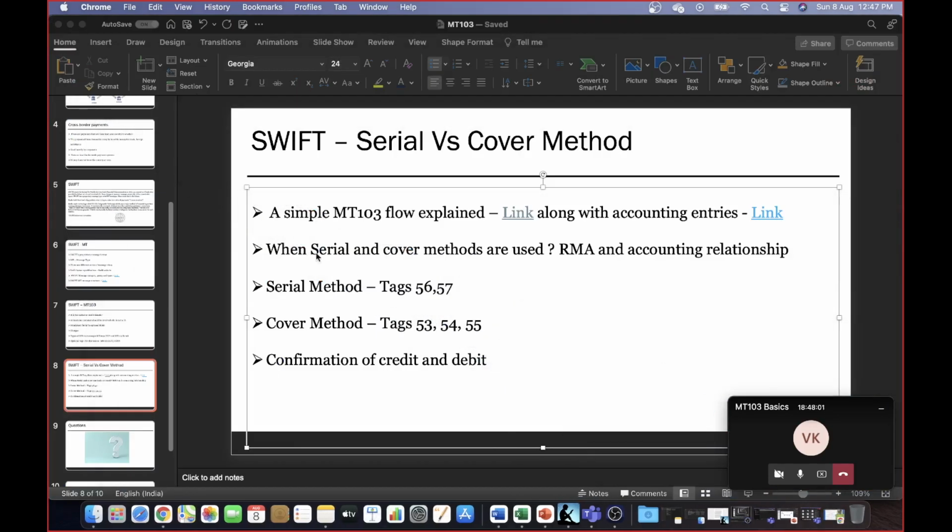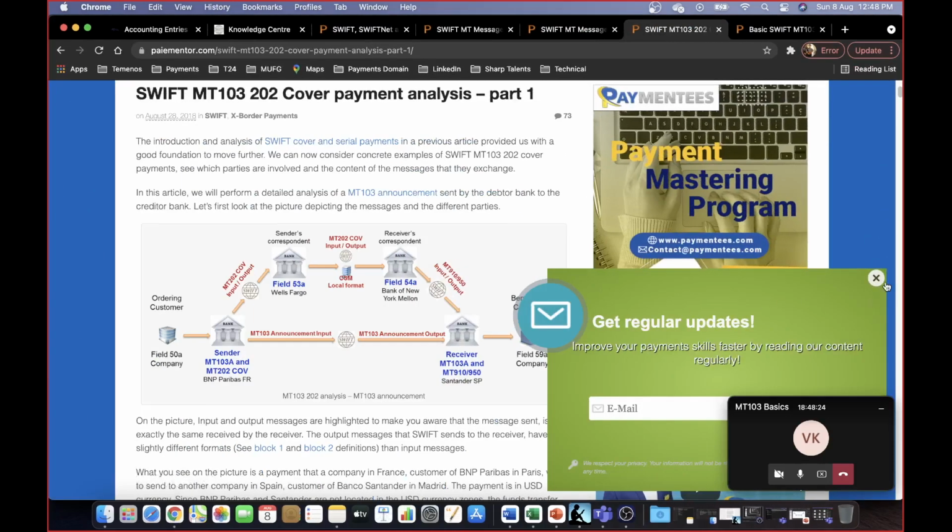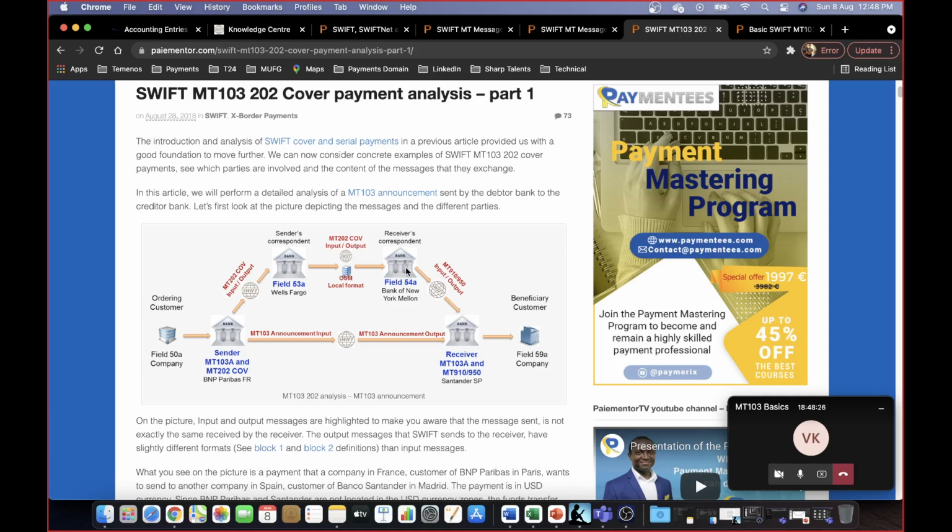I wasn't able to spend much time on the serial and cover method. Probably in the next session, we can talk exclusively about the serial and cover method, because there are several variations, and how the sender's and receiver's correspondents are determined. How will a sender bank know who the receiver's correspondent is for a particular bank? All this we can probably see in the next session.